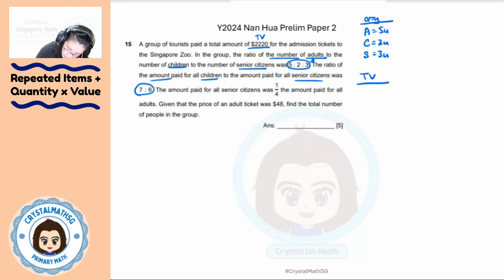So I'm going to write in terms of units so that it can help our P4s or P5s who are looking at this question to be able to understand and still be able to do it, even though they haven't learned ratio. Okay, so children is 7 units, senior citizen is 6 units. Then the next sentence, the amount paid again, this is also talking about the total value. This is your senior citizen and this refers to your adult.